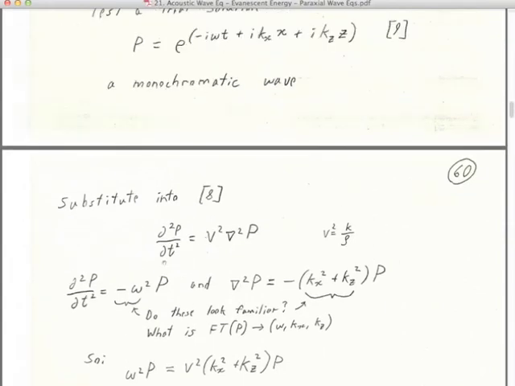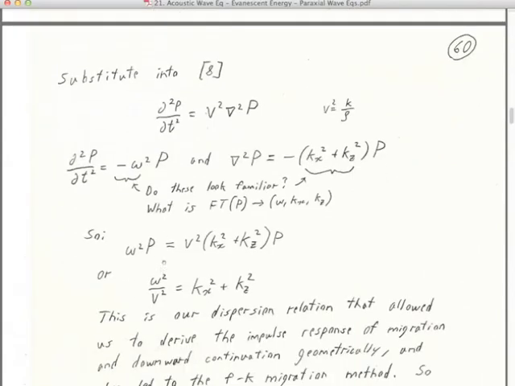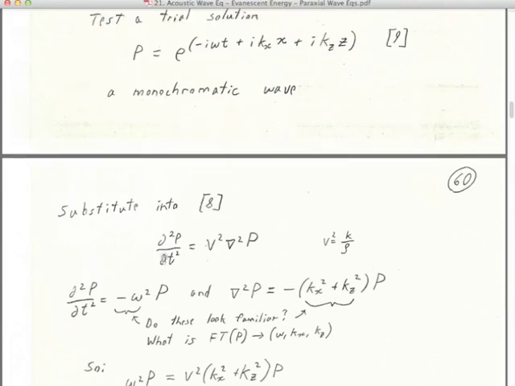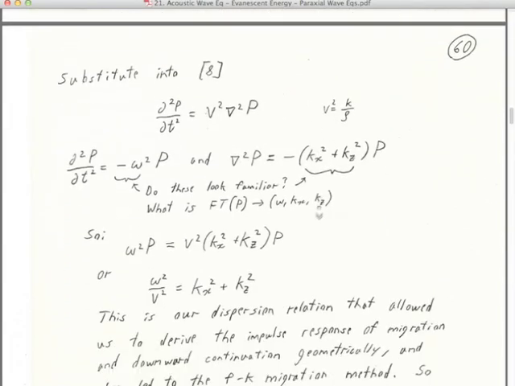the monochromatic wave. If you remember, this is one Fourier component. You take a Fourier sum to create a wave, and you have lots of these at different frequencies omega, and different k_x and different k_z. All right? So we substitute that in, and we get something that's actually rather familiar. It's just the Fourier transform, via the Fourier theorem, of the wave equation.